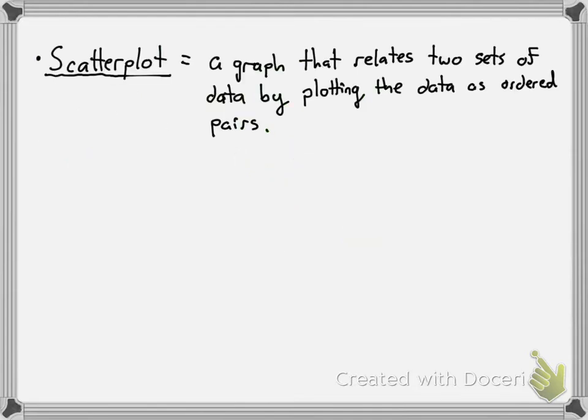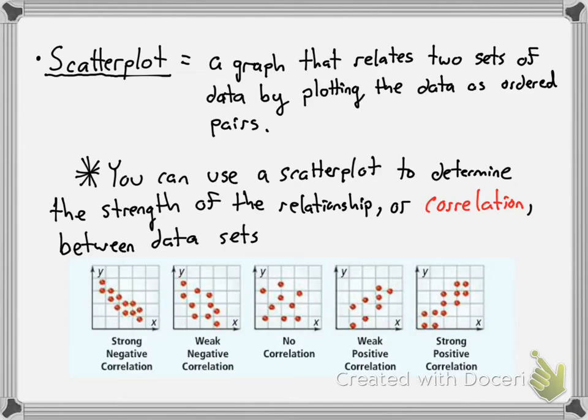So to start off for today, let's review what a scatter plot is. A scatter plot is a graph that relates two sets of data by plotting that data as ordered pairs. From there, once we plot everything, we can look to see if there's a trend in that data. You can use a scatter plot to determine the strength of a relationship or a correlation between data sets. We call those trends correlations, and we quantify them using a correlation coefficient.